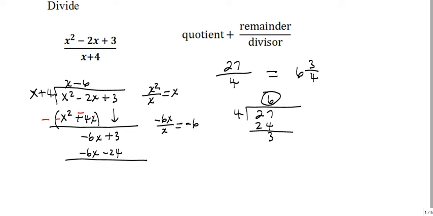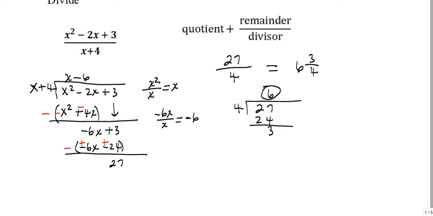And we subtract again. So again, put the parentheses around that one with a minus in front to indicate subtracting the whole binomial. And then we carry the negative sign through, which makes this a plus and this one plus. They were both negatives, now they're both positives. Combine the like terms. Negative 6x plus 6x cancels. Plus 3 and plus 24 is a plus 27. Now we can't divide x into 27, so that's the remainder.